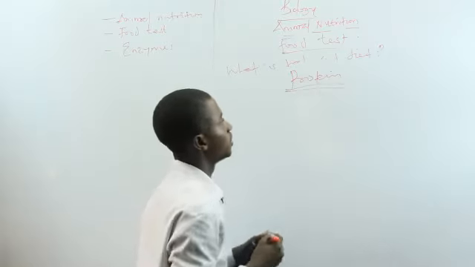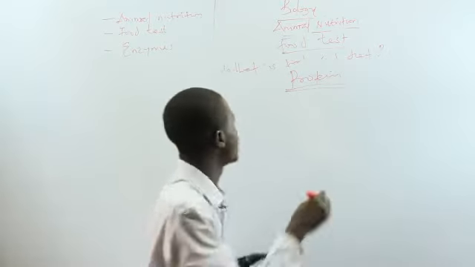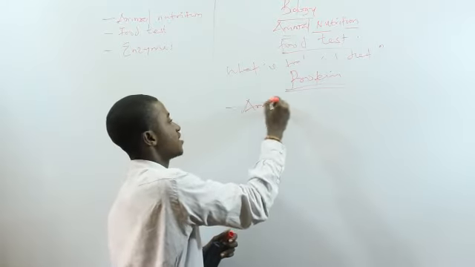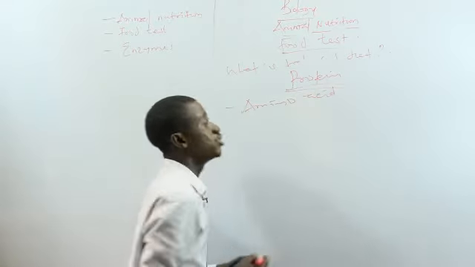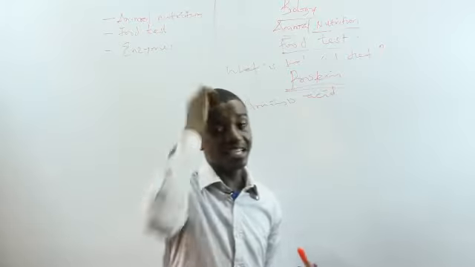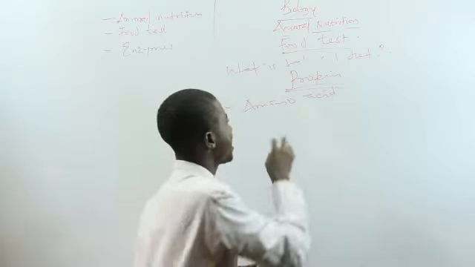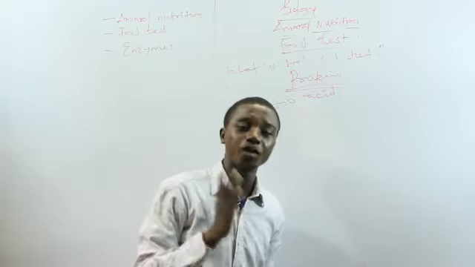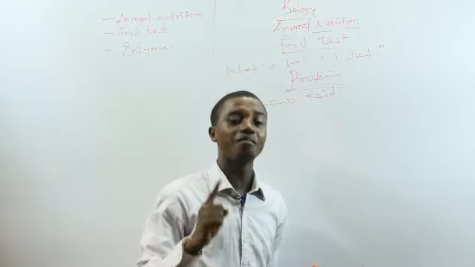Protein. Now the major component of protein is what we call the amino acid. Amino acid is a major component of protein. When proteins are broken down, they give us amino acid.